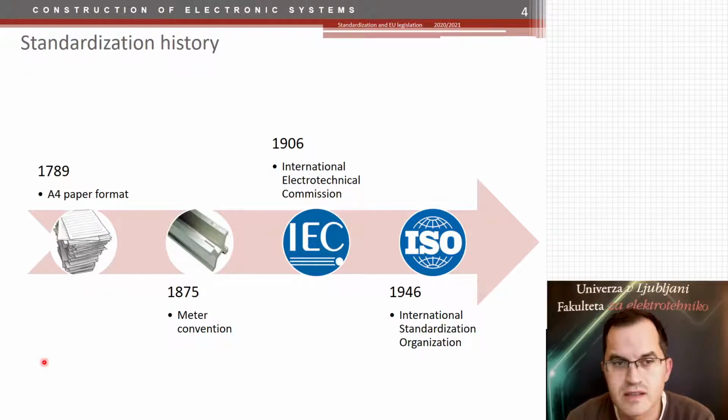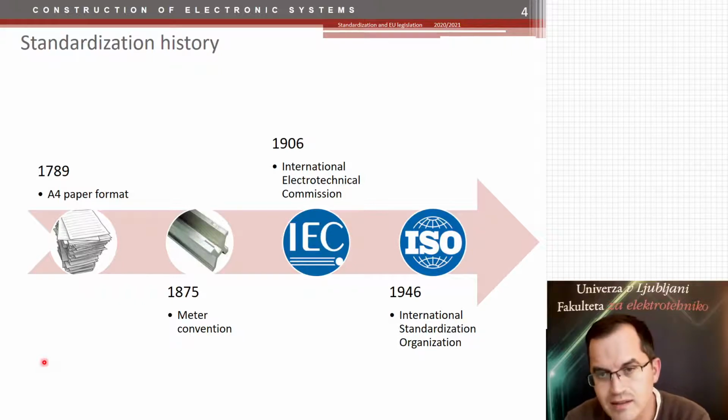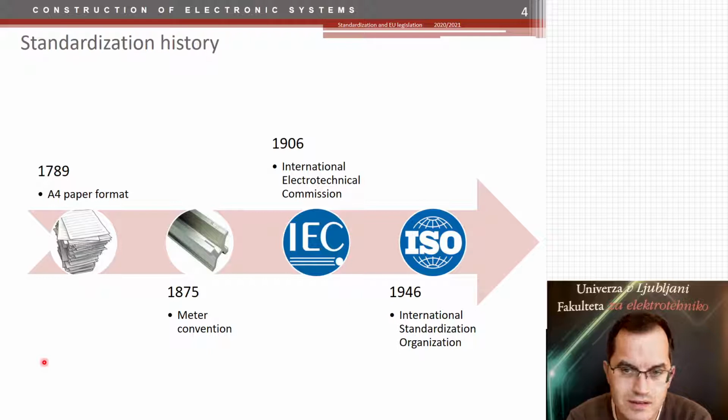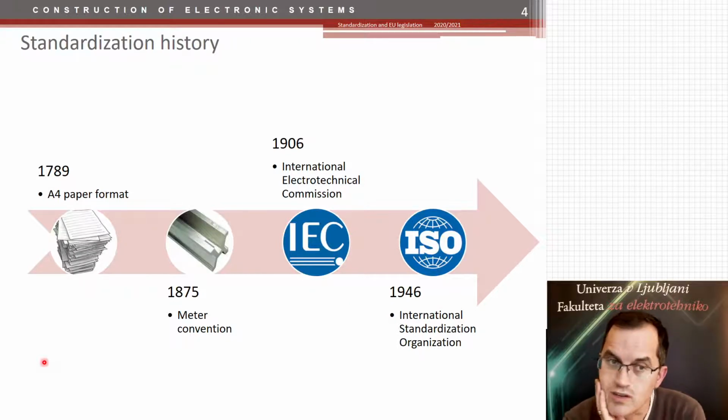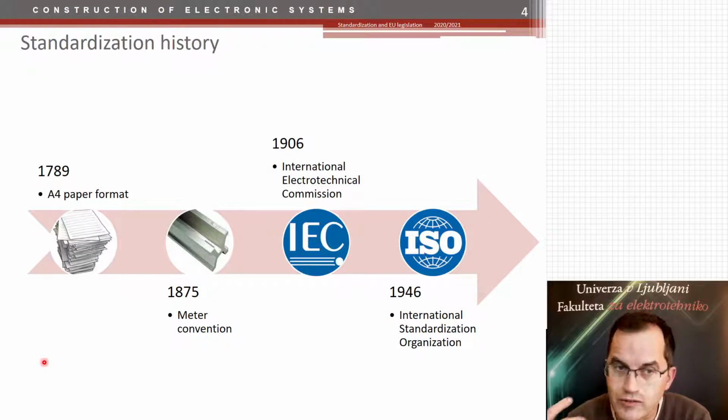The first standardization organization was the International Electrotechnical Commission, IEC, back in 1906, and the field of electrical engineering was the first to be standardized on the basis of a common organization. Later, much later, after the Second World War, the International Standardization Organization was formed, which actually was covering all the rest. So electrical engineering was the first to be standardized, which is quite normal because it was a driving force for the Industrial Revolution at the beginning of the 20th century.